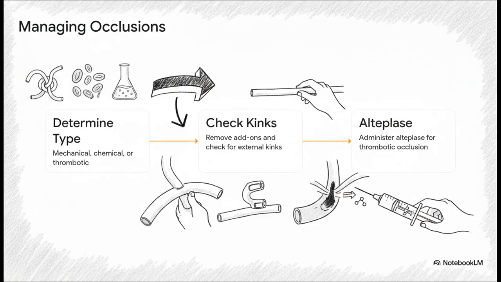So, what happens when a line simply goes down? It won't flush, it won't draw blood. You can't just guess. You have to follow a standardized analytical response. First things first, figure out the type of occlusion. Is it mechanical, like a closed clamp or a kinked line? Is it chemical, from a precipitate caused by incompatible meds? Or is it thrombotic, like a fibrin sheath or an intraluminal clot? Your next move depends entirely on this diagnosis. Always clear out any mechanical issues first, and if you are dealing with a thrombotic occlusion, administering a thrombolytic like alteplase is your key evidence-based fix.